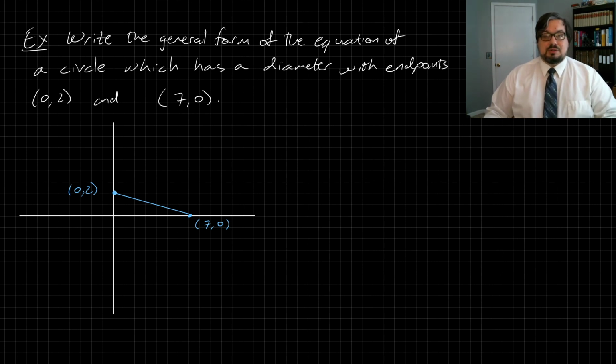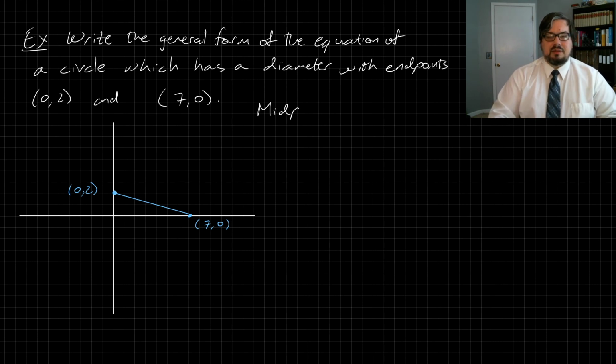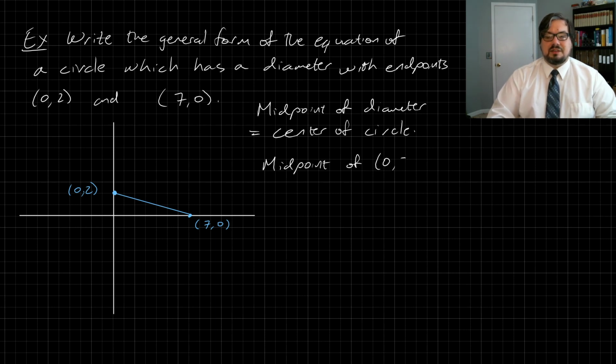And that's what we're going to use to fix this. If we have a diameter, then the midpoint of that diameter is always the center of the circle. So the midpoint of a diameter is always the center of the corresponding circle. So the first thing that we want to do is find the midpoint of the segment whose endpoints have coordinates 0, 2, and 7, 0.